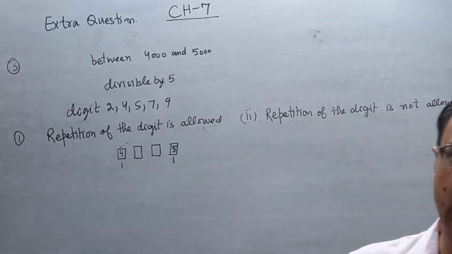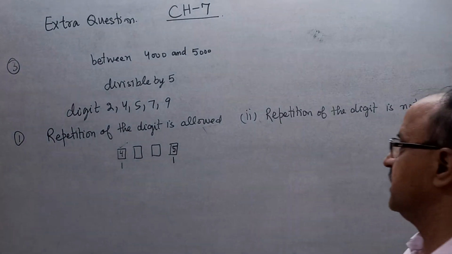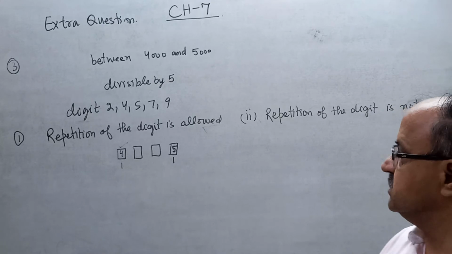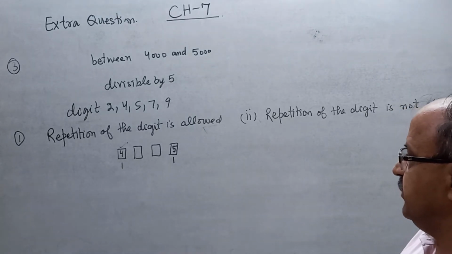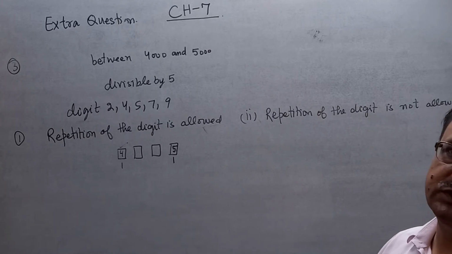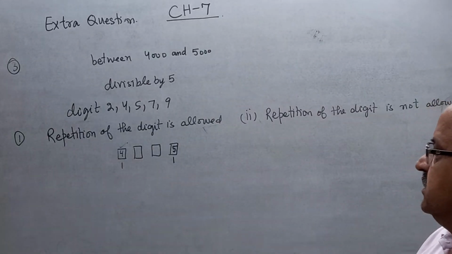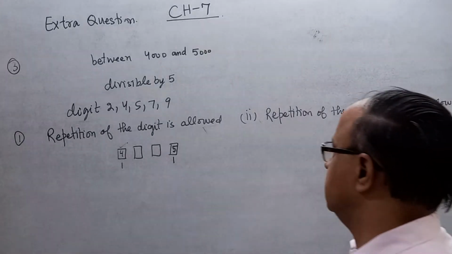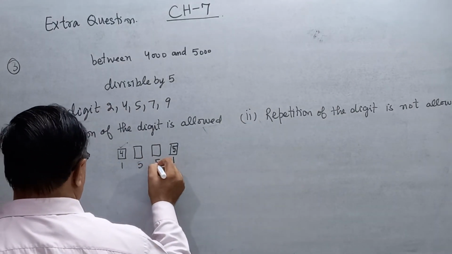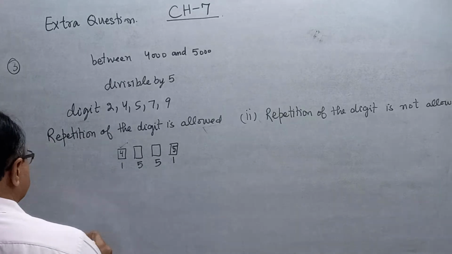You can't put another number in that place. In the unit place you put only 5, because if the unit digit is 5, then the number is divisible by 5. Or you can put 0, but 0 is not among the digits here. And the tens place and the hundreds place you can fill by 5 because the repetition is allowed.